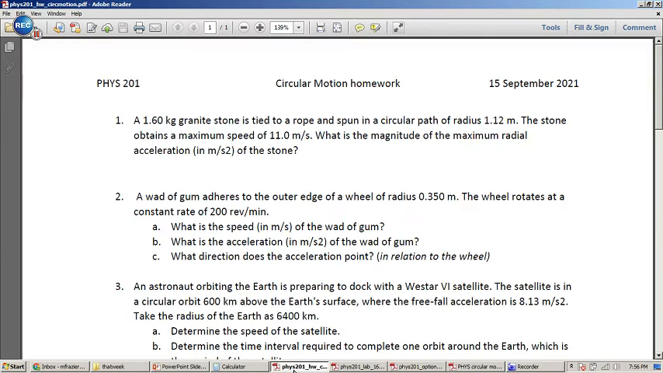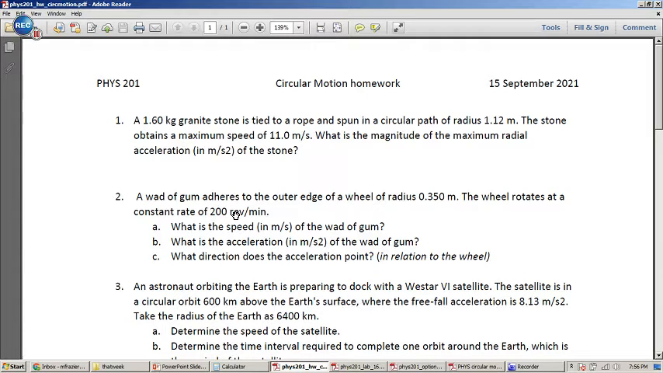And so in these problems, we don't need the mass. We're not concerned about that. But we care about the radius, and we have the speed, so v squared over r would give you the acceleration. In problem number 2, the revolutions per minute you convert to a period.